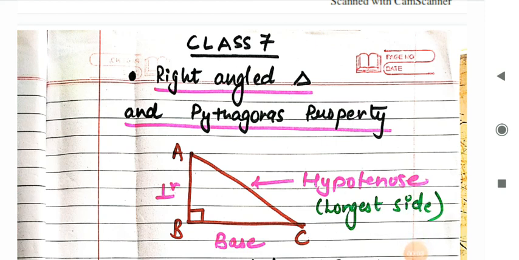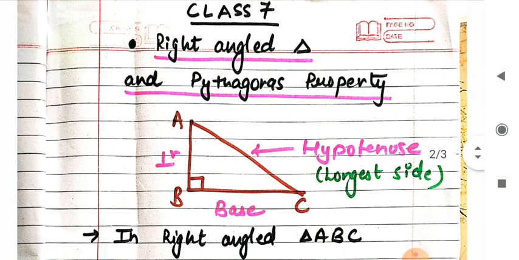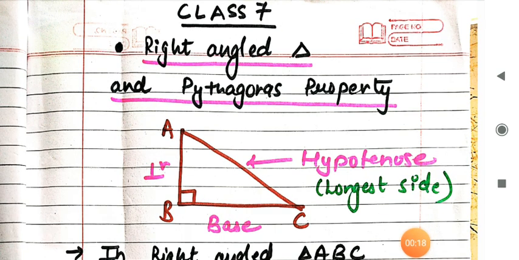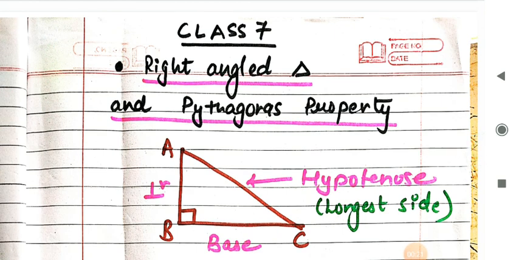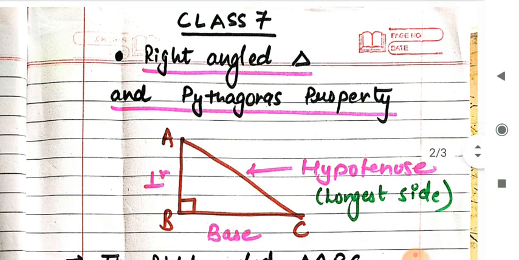Hello students, today we are going to learn about class 7 chapter number 6, the triangle and its properties. The topic is right angle triangle and Pythagoras property. So let us study about right angle triangle and Pythagoras property.